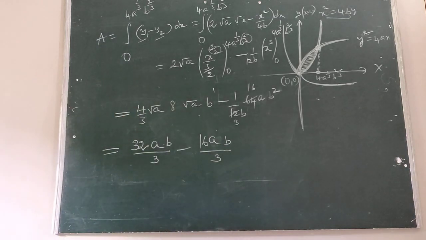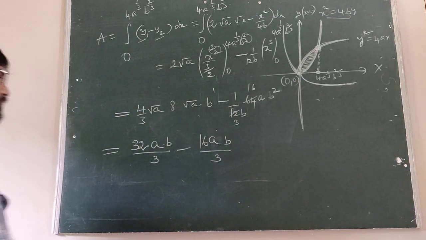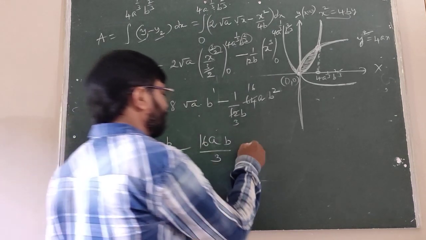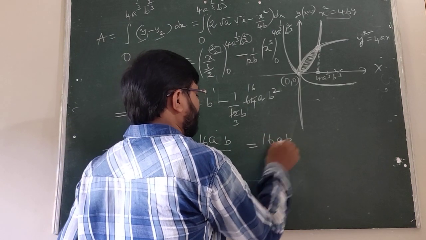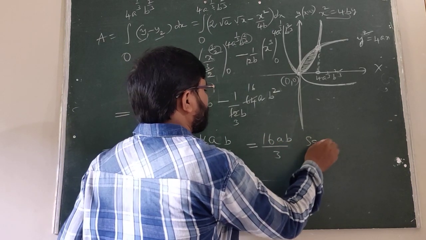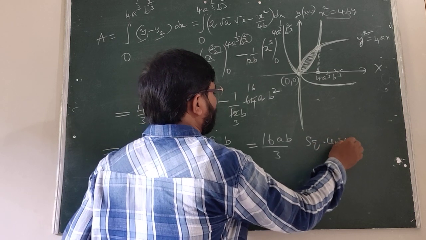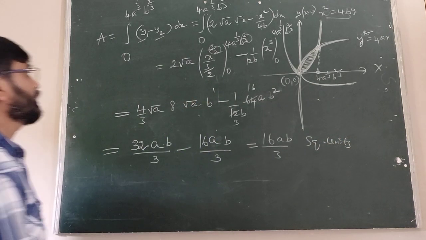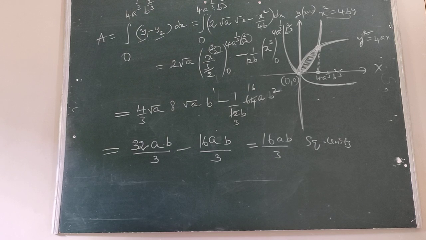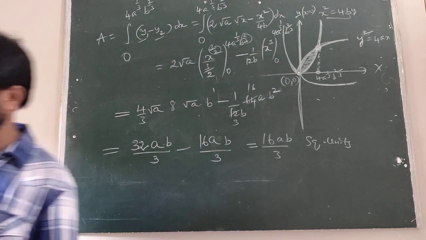Now the LCM is 3. 32 minus 16, that is 16ab by 3 square units. This is the answer. Okay. 16ab by 3 square units.